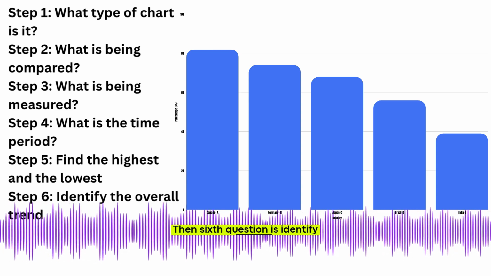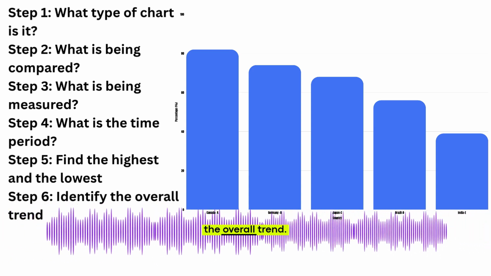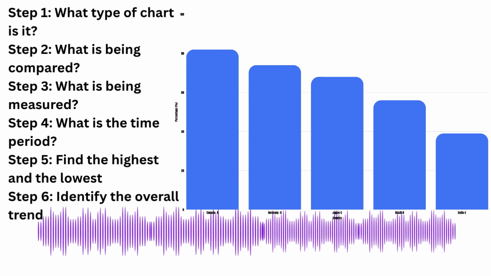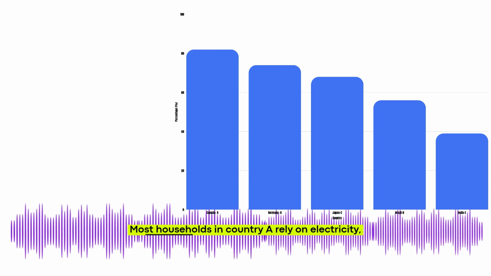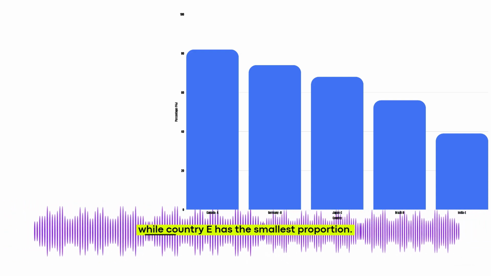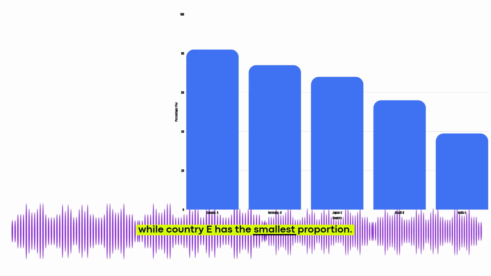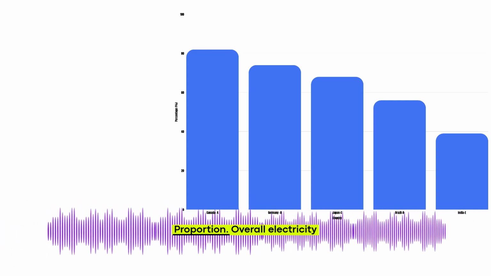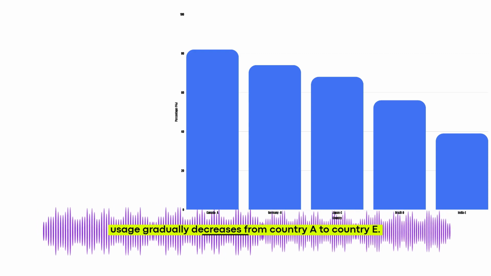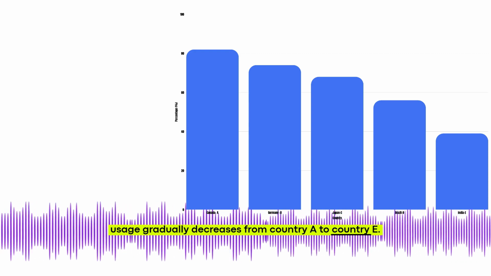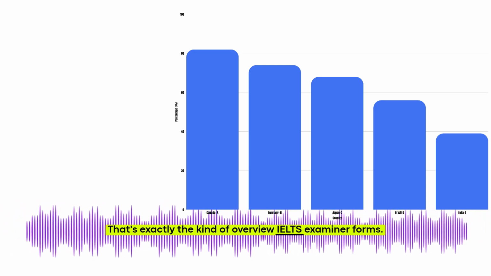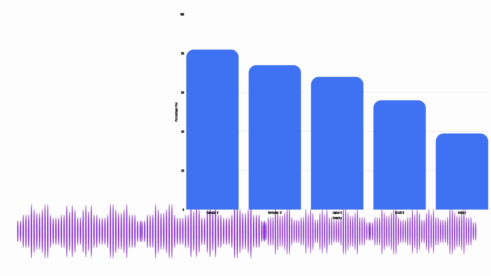Then the sixth question is identify the overall trend. Can you see the general picture? Most households in country A rely on electricity, while country E has the smallest proportion. Overall, electricity usage gradually decreases from country A to country E. That's exactly the kind of overview an IELTS examiner wants.